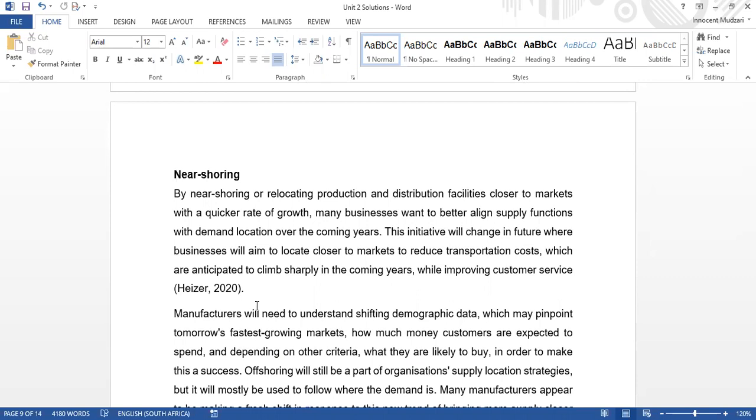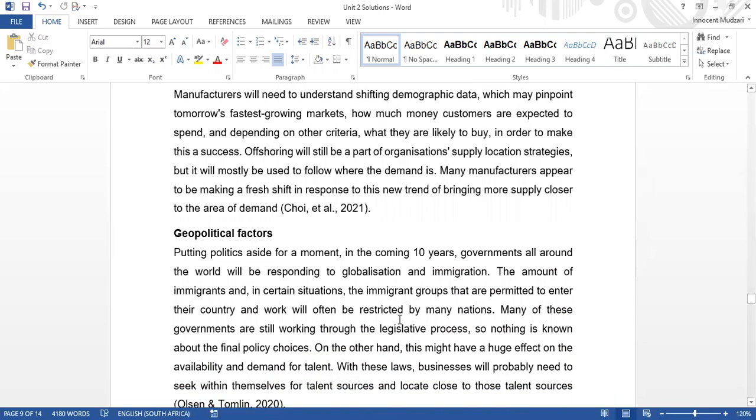By nearshoring, or relocating production and distribution facilities closer to markets with a quicker rate of growth, many businesses want to better align supply functions with the demand location over the coming years, that is 10 to 20. This initiative will change in the future, where businesses will aim to locate closer to markets to reduce transportation costs, which are anticipated to decline sharply in the coming years. Okay, so we are saying nearshoring, this will change in the next 10 to 20 years.